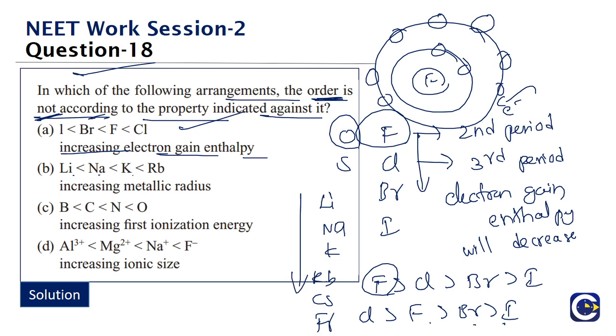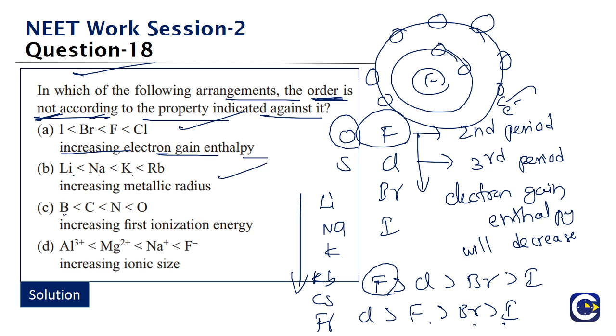As you go down the group, what is going to happen? Because for these metals, the radius will be measured in terms of the metallic radius. As you go down the group, what happens? The radius will be increasing. Why? Because we are adding more and more shells. So this is also correct.